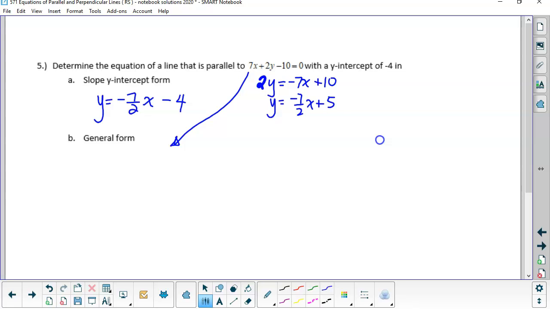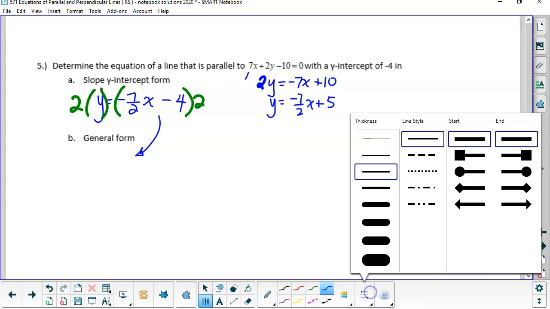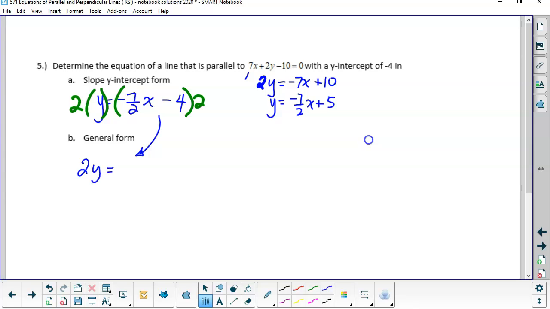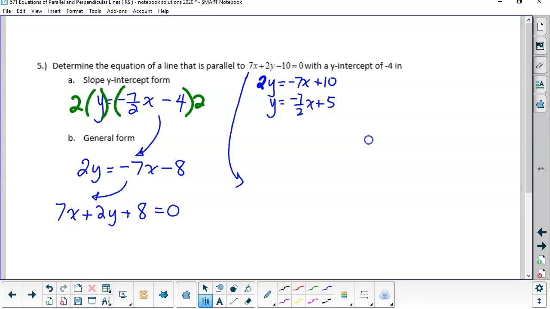General form, okay, so you could basically do it from either. So from here, actually, let's do it from this first. I want to get rid of my fractions, so multiply both sides by 2. So that'll be 2y equals -7x minus 8. And then I want everything on one side. Notice how the x term is negative, so I'm going to bring it to the left. And I'm done. Okay, now what you could also do is from here, you know it has to have the same slope. So you've kind of got part of it.